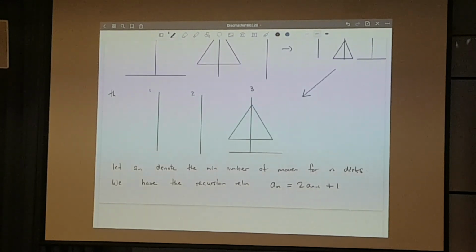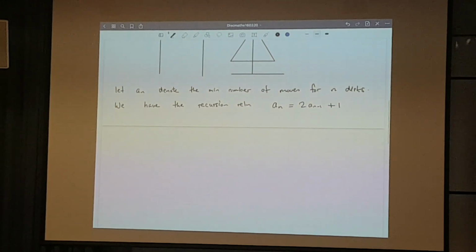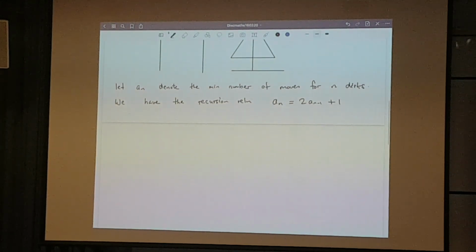You get it? Anybody not get it? Question? So try it yourself. You've got one of these toys, or make one if you haven't. So that's the relation. We want to know the answer, so we want to solve this recursion relation. That's what we're going to come on and do.